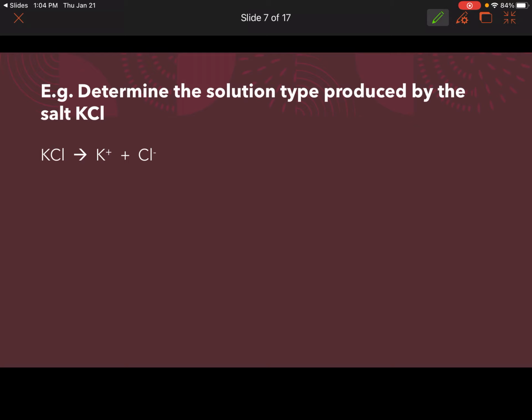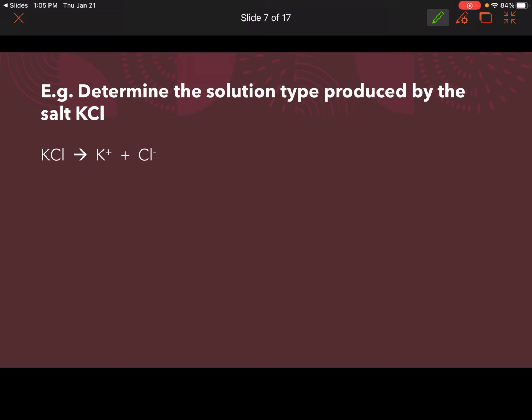Okay, so we're going to go through some examples. This will make more sense as we go through this. So determine the solution type produced by the salt KCl. Now in your notes it has KCl and the ammonium nitrate, but it's not together, we're just going to do one at a time here. So KCl first of all.